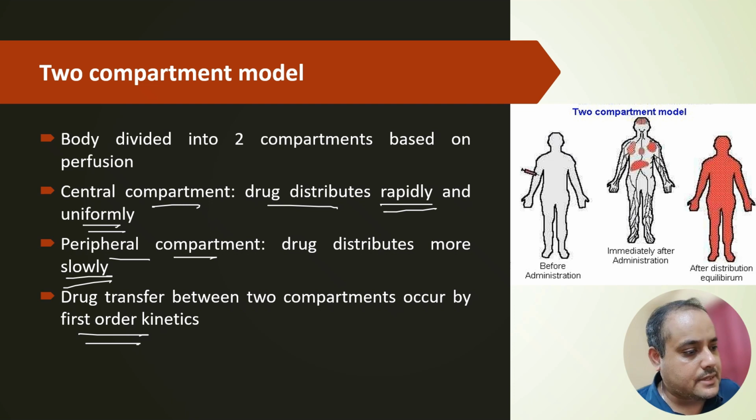This is how I am giving the drug. So first, upon giving, the drug reaches those organs which are highly perfused, like the heart, the brain, right? After that, secondly, it is distributing itself to the more peripheral organs. Okay.